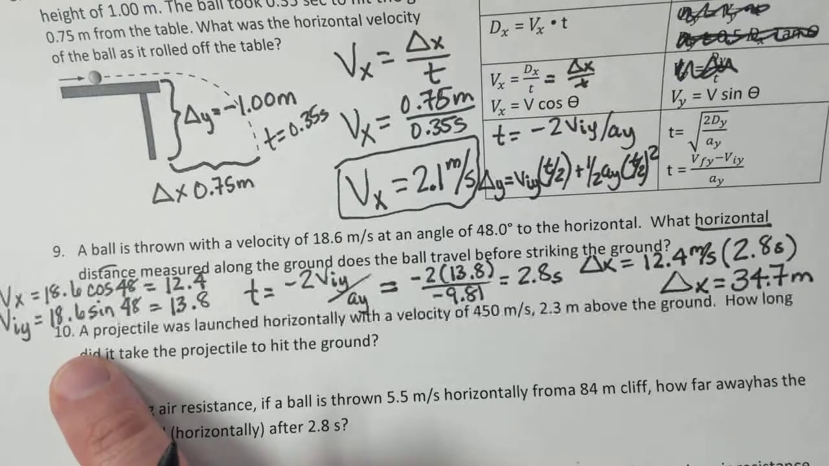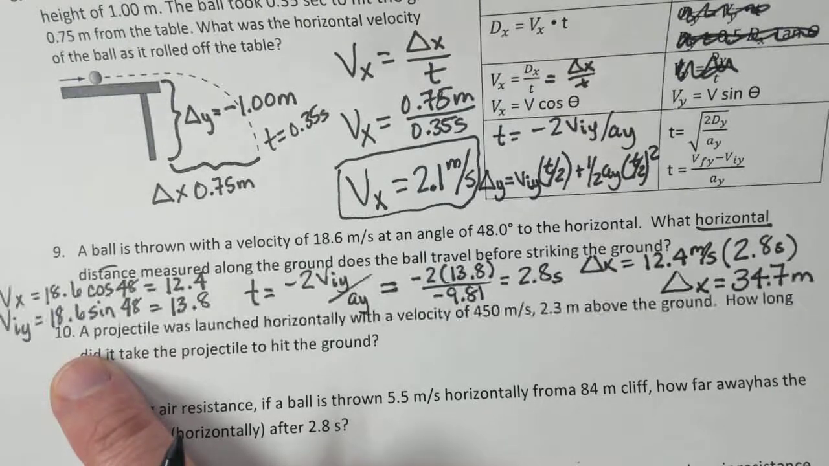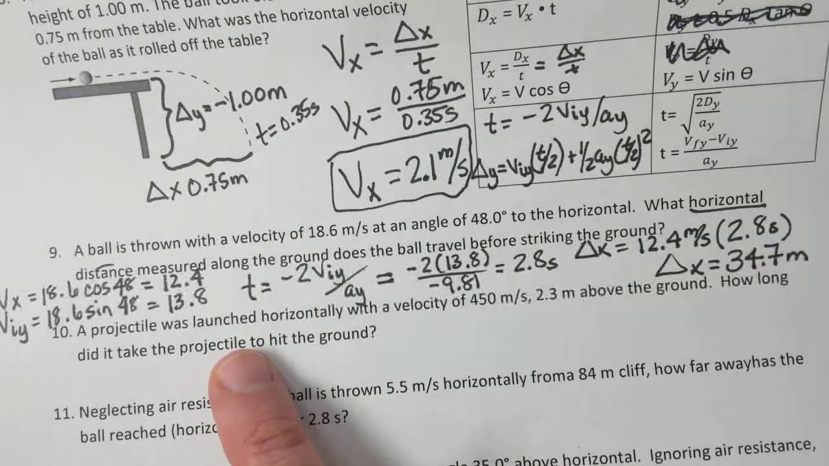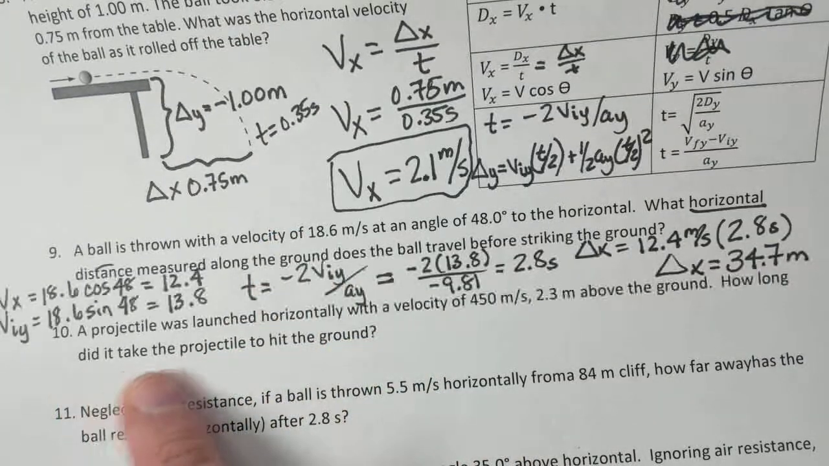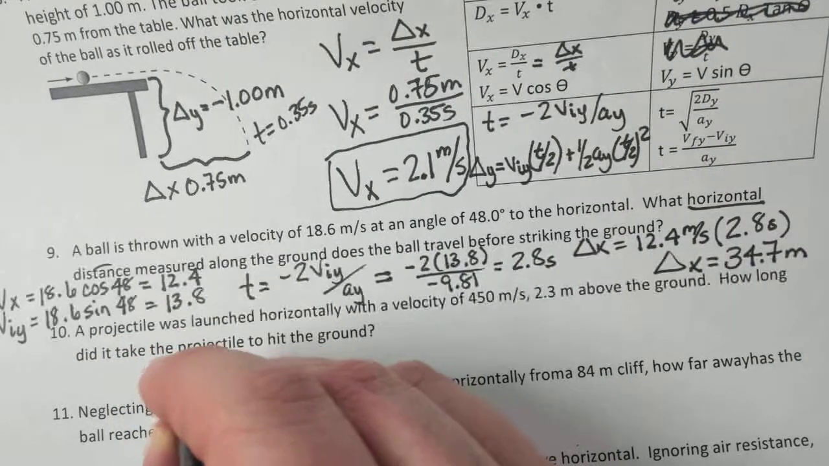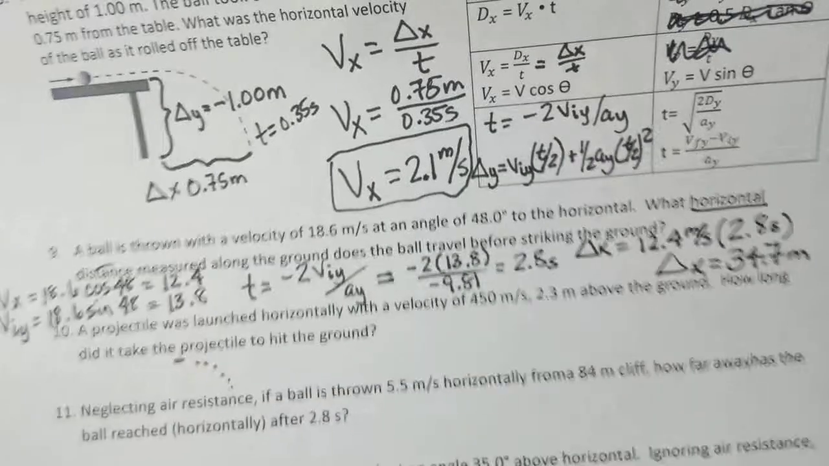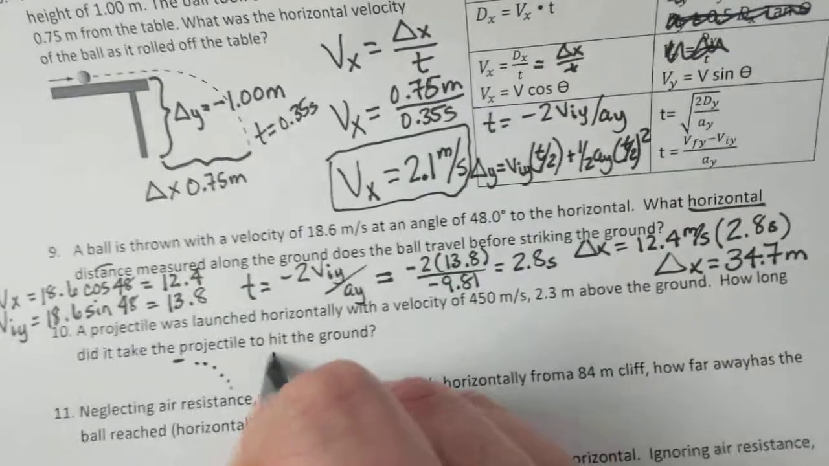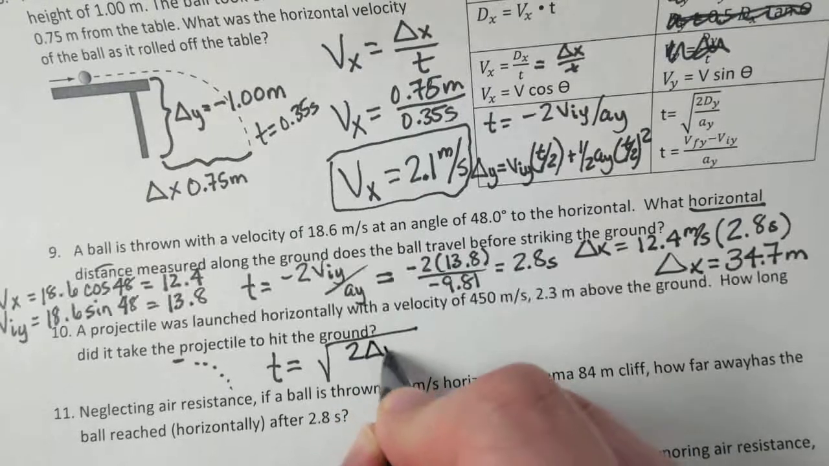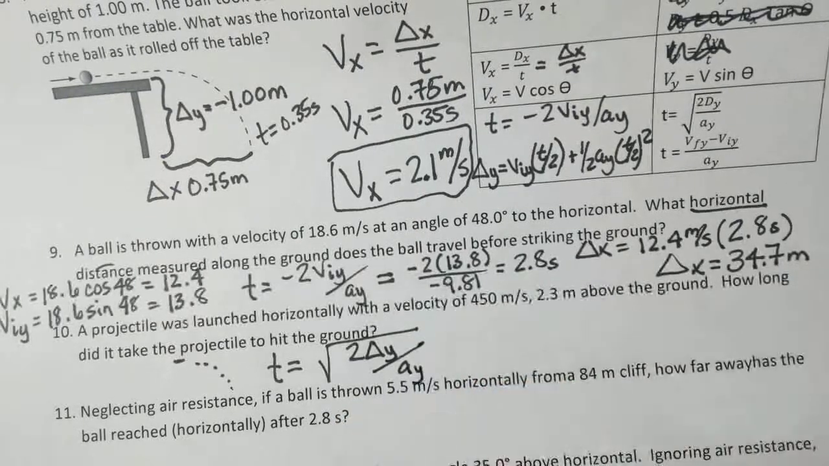Number 10. A projectile was launched horizontally, so that one was launched at an angle. This one is launched horizontally above the ground. How long did it take the projectile to hit the ground? So we have it launched from some height, and it's going to go down to the ground like that. The equation that we have for time there is the square root of 2 delta y divided by ay.